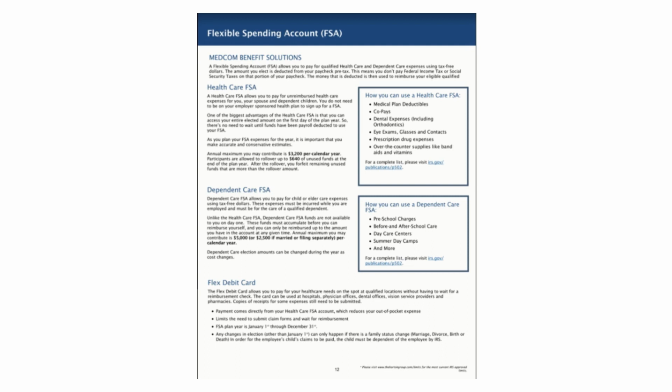Dependent care expenses may also be saved for through an FSA in a separate account. This works similar to a medical FSA, but is used for expenses related to dependent care, such as before and after school care, daycare centers, and summer day camps. The annual dependent care limit is $5,000. There is no rollover available with the dependent care FSA.